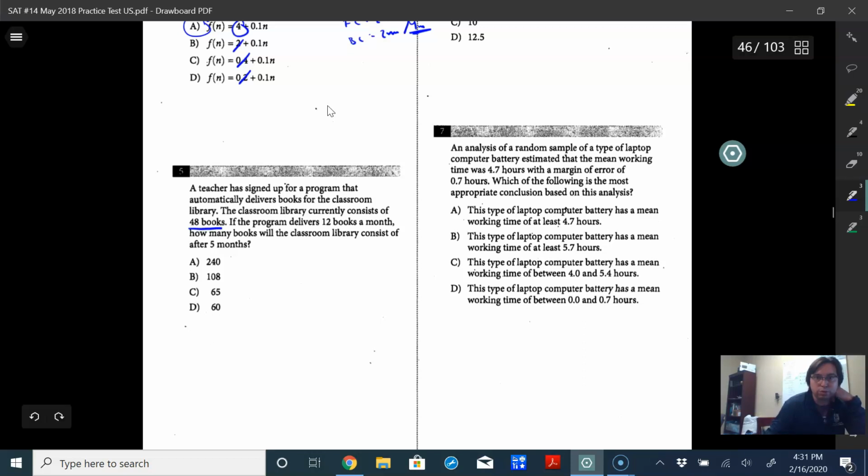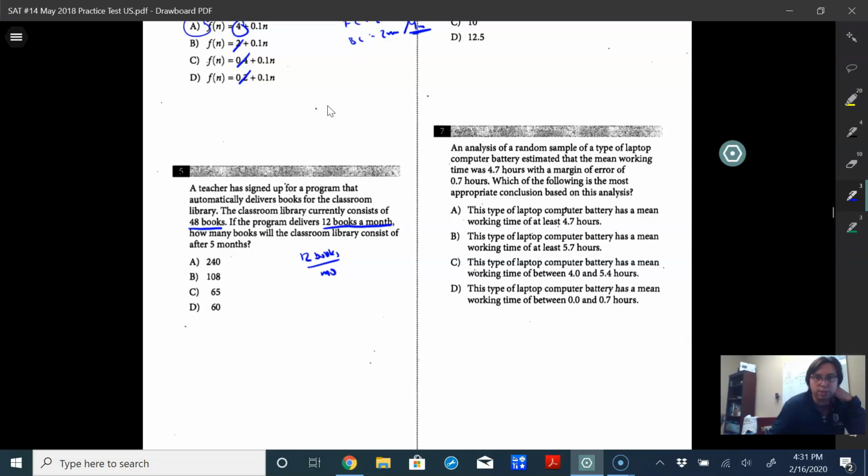If the program delivers 12 books a month, so we can see we get 12 books per month. Oh, that's really bad on my handwriting there. How many books will the classroom library consist of after 5 months? Well, here we're developing another linear equation.